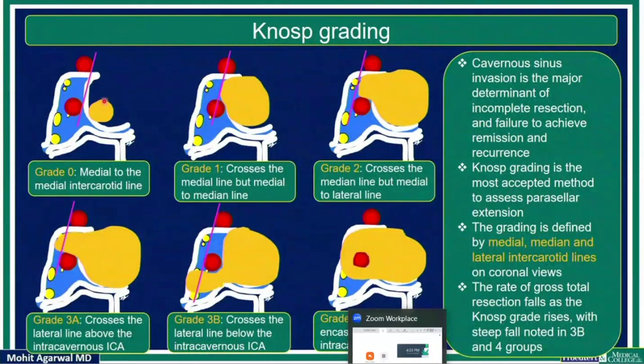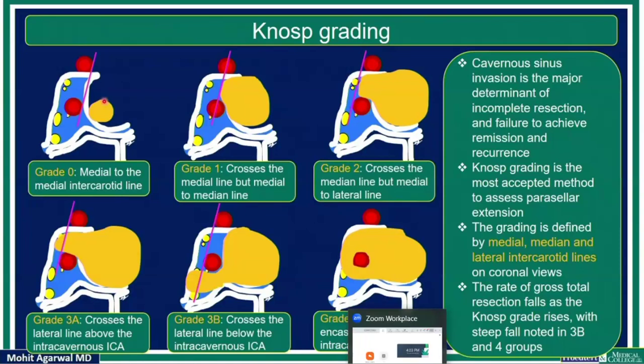And serial extension of tumor beyond these lines decides what grade the tumor is on the Knosp grading. And the greater the extent of parasellar extension, the greater is the likelihood that we have a subtotal resection, because if there is a gross extension into the cavernous sinus, those tumors will not be entirely resected. So this is what we generally use when we are talking about parasellar extension. We say whether or not it is.